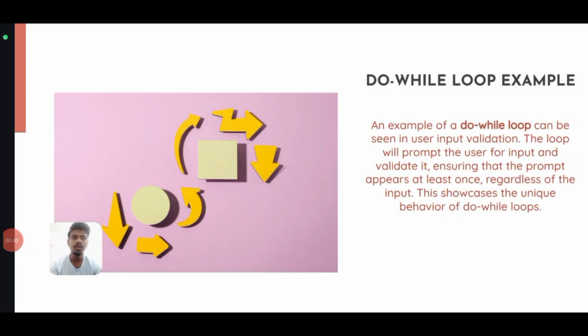Let's see the example of do while loops. An example of do while loops can be seen in user input validation. The loop will prompt the user for input and validate it, ensuring that the prompt appears at least once regardless of the input. This showcases the unique behavior of do while loops.